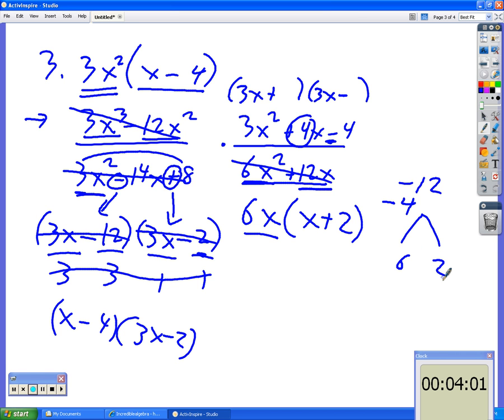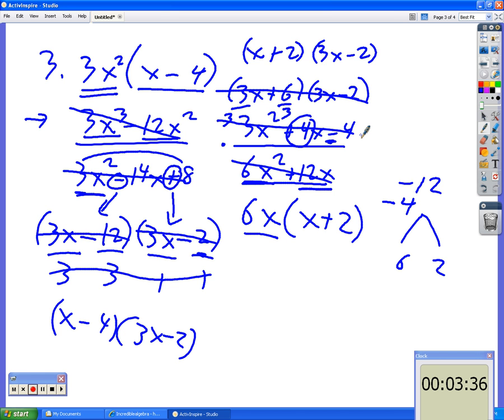The first one is 6. The big one goes first. The small one goes second, is 2. Now what can I divide? On the first one, I can divide by 3 and divide by 3. That leaves me x plus 2. And the second one cannot be divided by anything but 1, so it's 3x minus 2. And again, this is no good. This is gone. I've used them all up.